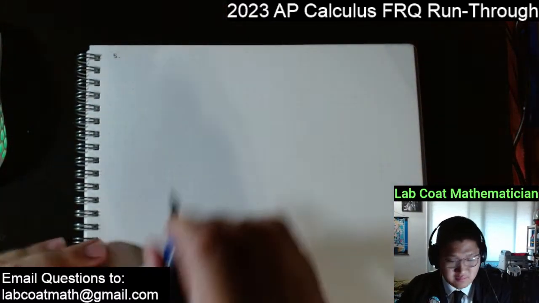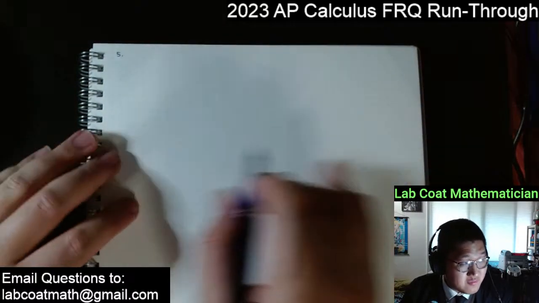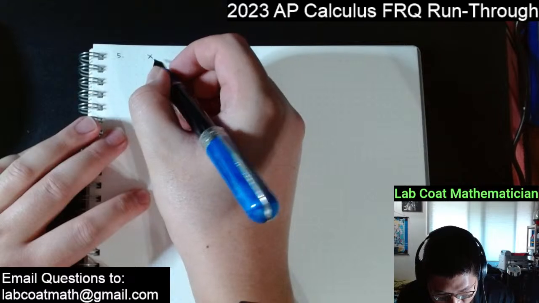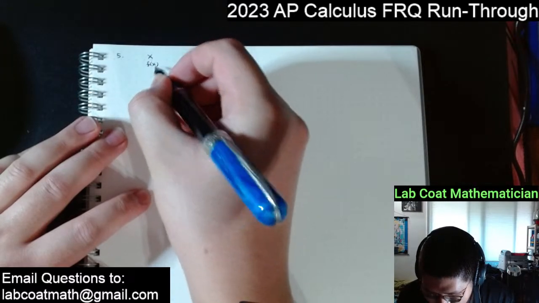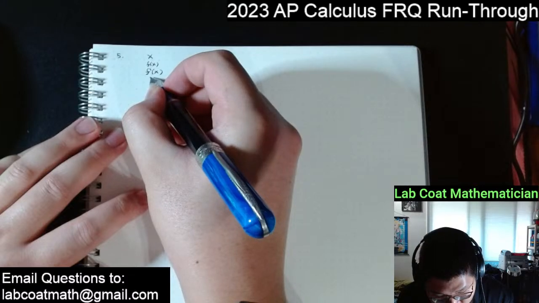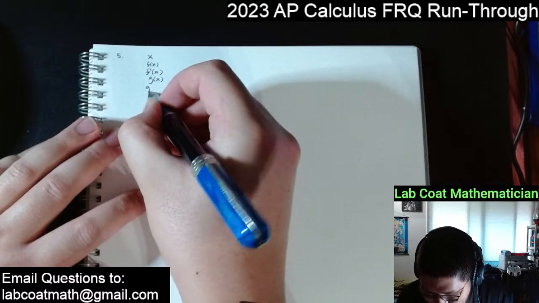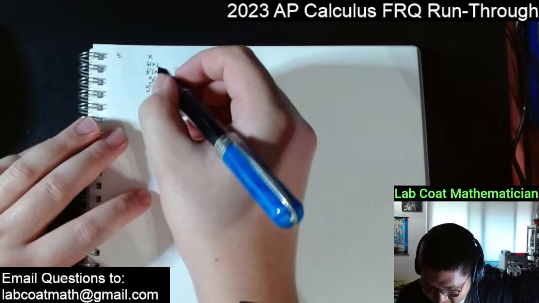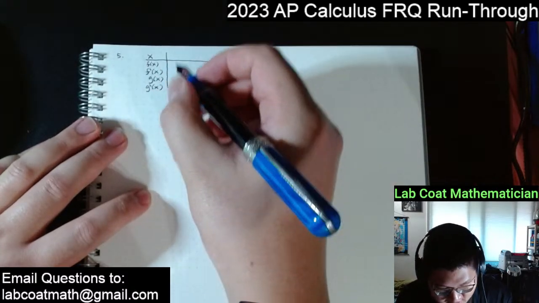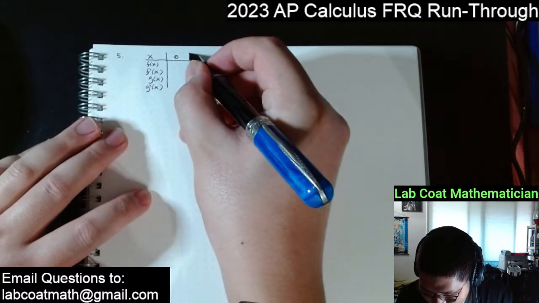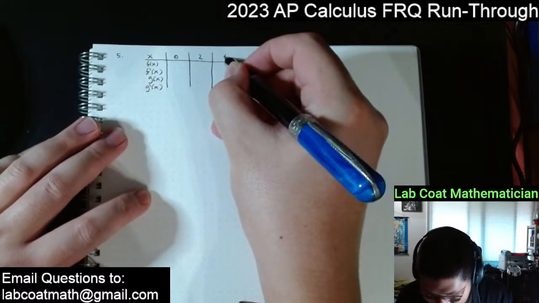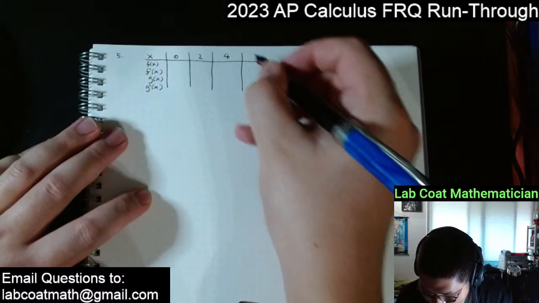Okay, so at question number 5, we have ourselves a table. We have the x values on top, then f of x on one side, then f prime of x, then g of x, and then g prime of x right there. So we have all of these coming together. x will go from 0 all the way to 2, 4, and then 7.